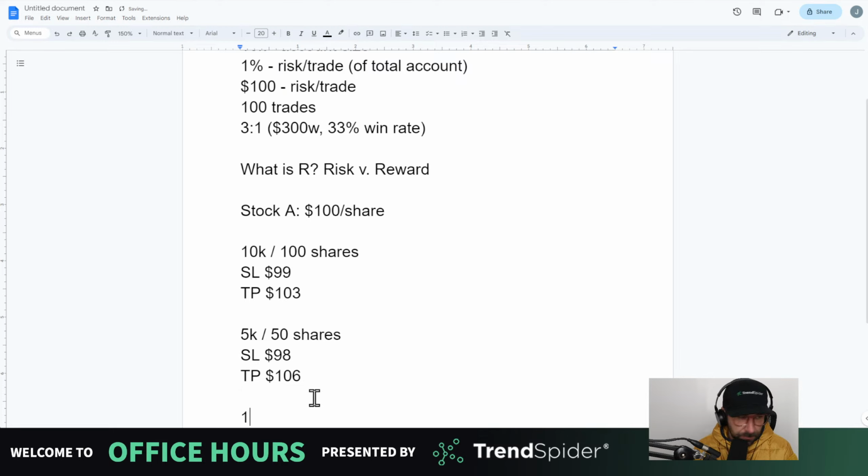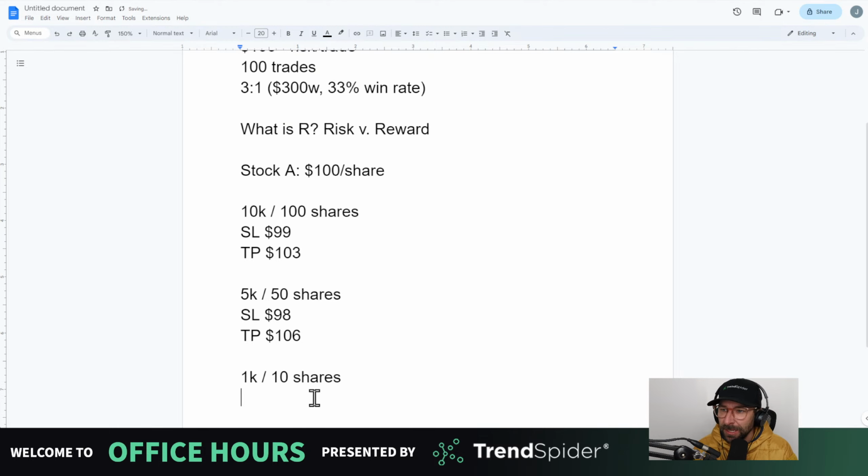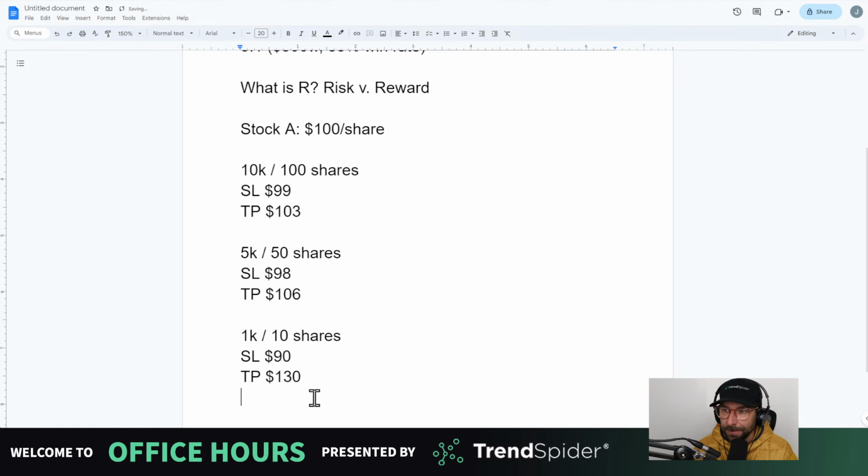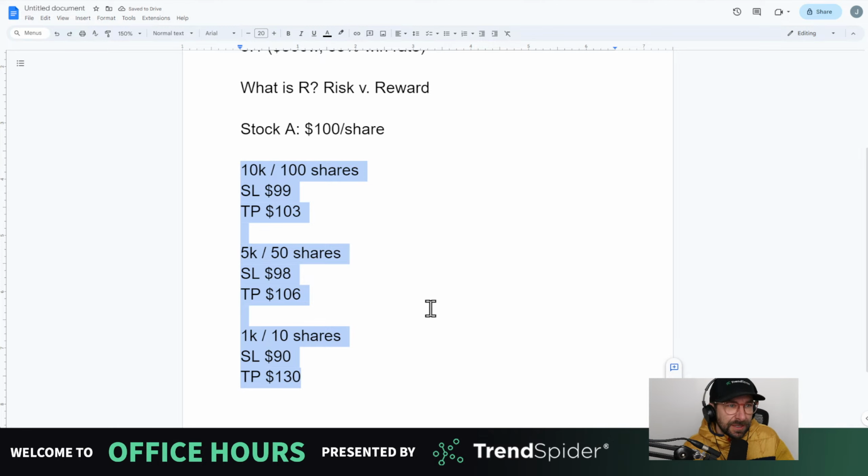And you could split this again, however you want. Or rather, you're using 1K, so you get 10 shares. Then your stop loss is at $90, right? And your take profit is at 130. So these 3 trades here are 3 totally different types of trades.